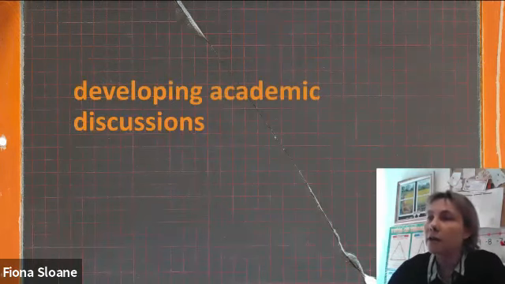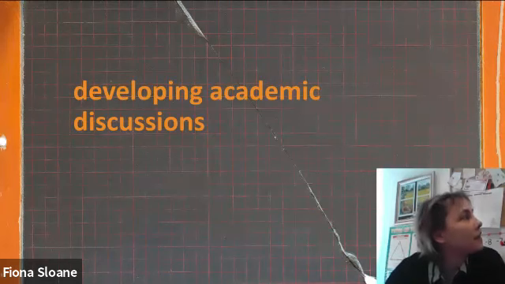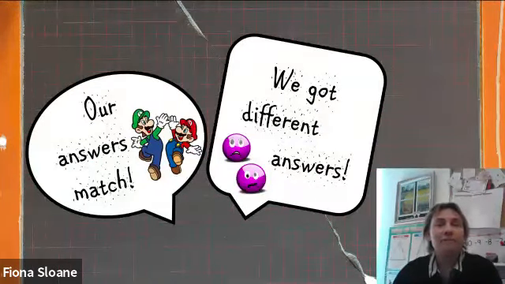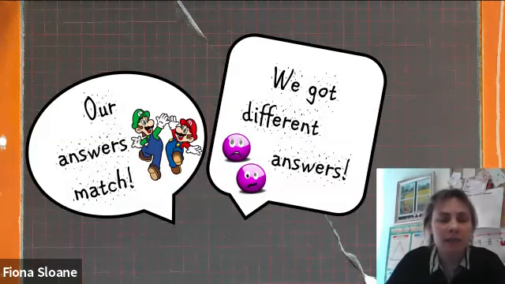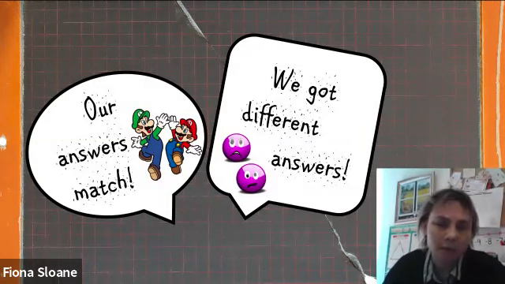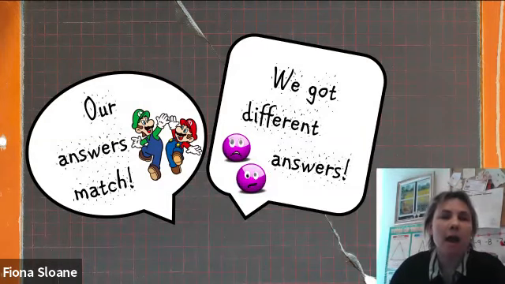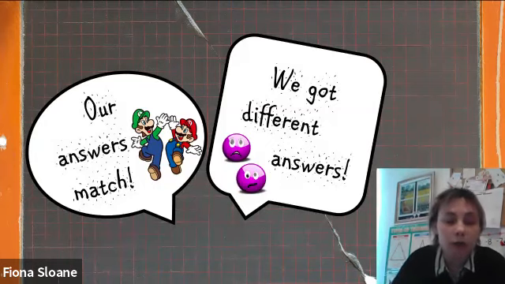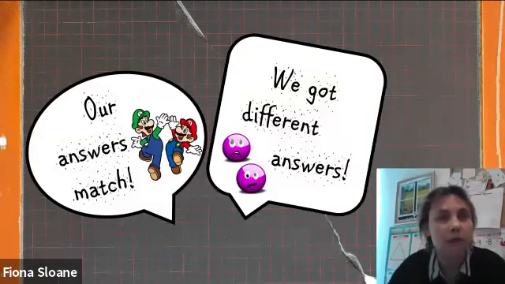The other thing you can do is develop the academic discussions. So if you're in your class and you say, right, I'm going to get them to discuss this. I've taught them 4 methods for doing this problem. And I want them to go do a problem and then pair up and discuss their answers. And so you're thinking this will be really useful. We'll get some really deep discussions going on this.